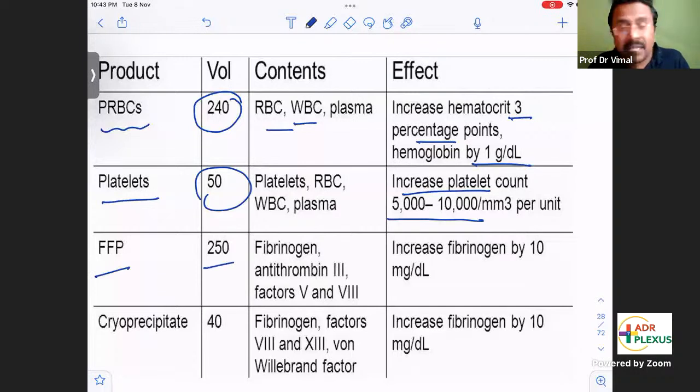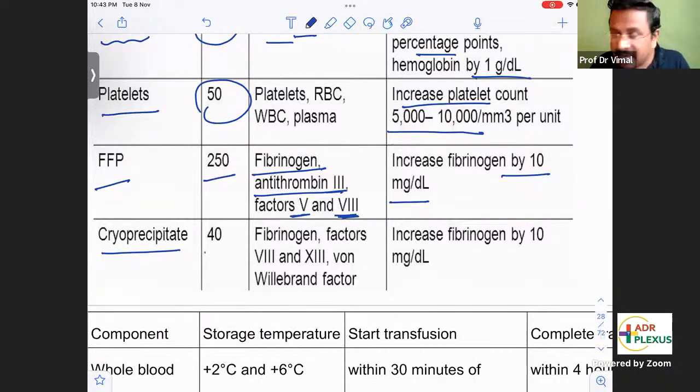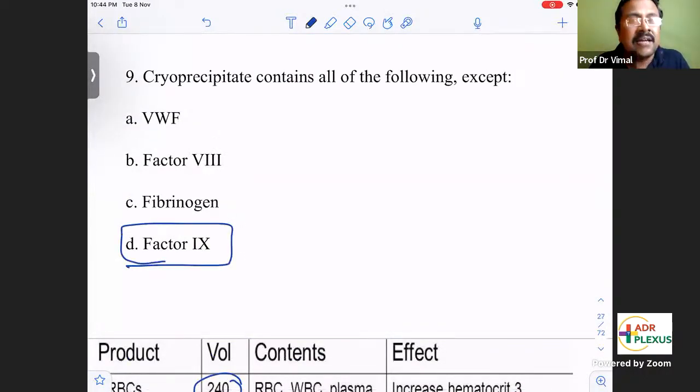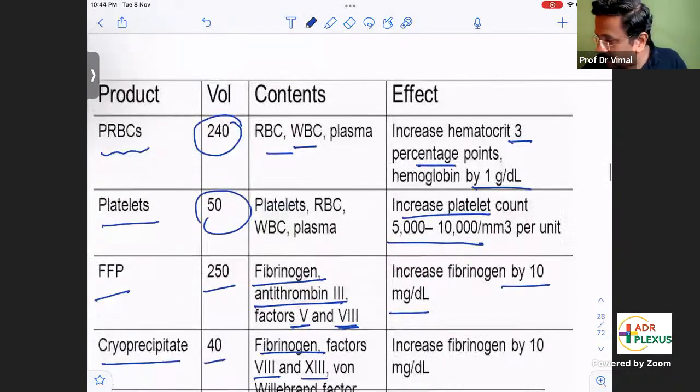And fresh frozen plasma, the volume is 250 ml. Please remember, it contains fibrinogen, antithrombin 3, factors 5 and 8. Fresh frozen plasma is rich in factor 5 and factor 8, and each unit will increase fibrinogen by 10 milligram per deciliter. And this is our question: cryoprecipitate, 40 ml, contains fibrinogen, factor 8, factor 13 and von Willebrand factor. So fibrinogen, factor 8, 13 and von Willebrand factor are seen in cryo, and usually factor 9 will not be there in a cryoprecipitate. This is very important.